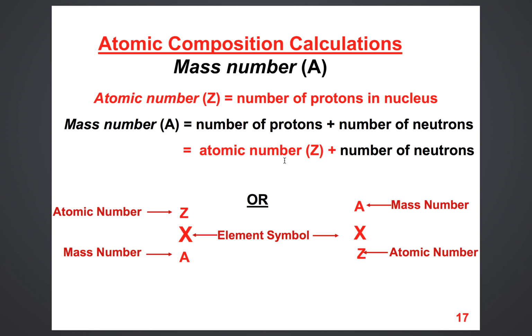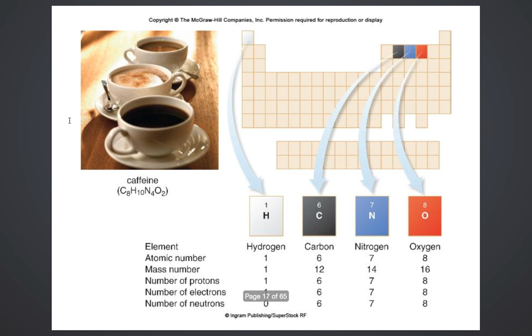Here we have the mass number and atomic number. The atomic number is the number of protons in the nucleus. The mass number is the number of protons plus the number of neutrons. Atomic number and element symbol are your own area, but the top of them will be in a quiz or test.